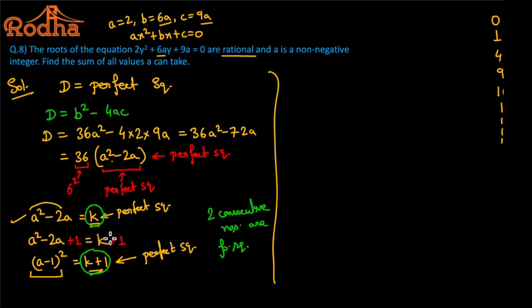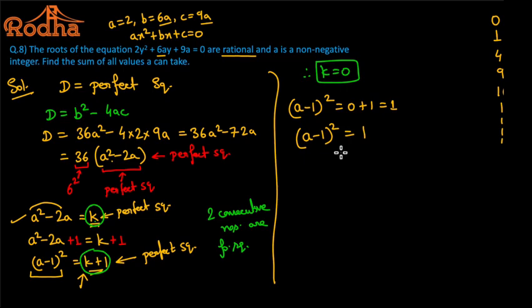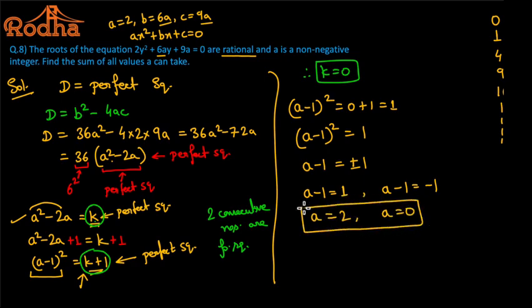That means k is a perfect square, k plus 1 is a perfect square, and this will only happen here. That means for sure k will be equal to 0. So once k equal to 0, I'll be getting a minus 1 ka whole square is equal to 0 plus 1, that is equal to 1. Once a minus 1 whole square is equal to 1, a minus 1 will be equal to plus minus 1. That means a minus 1 will be equal to 1, and the second case will be a minus 1 equal to minus 1. So a will be equal to 2 and a will be equal to 0. So you got two values, a equal to 2 and a equal to 0.